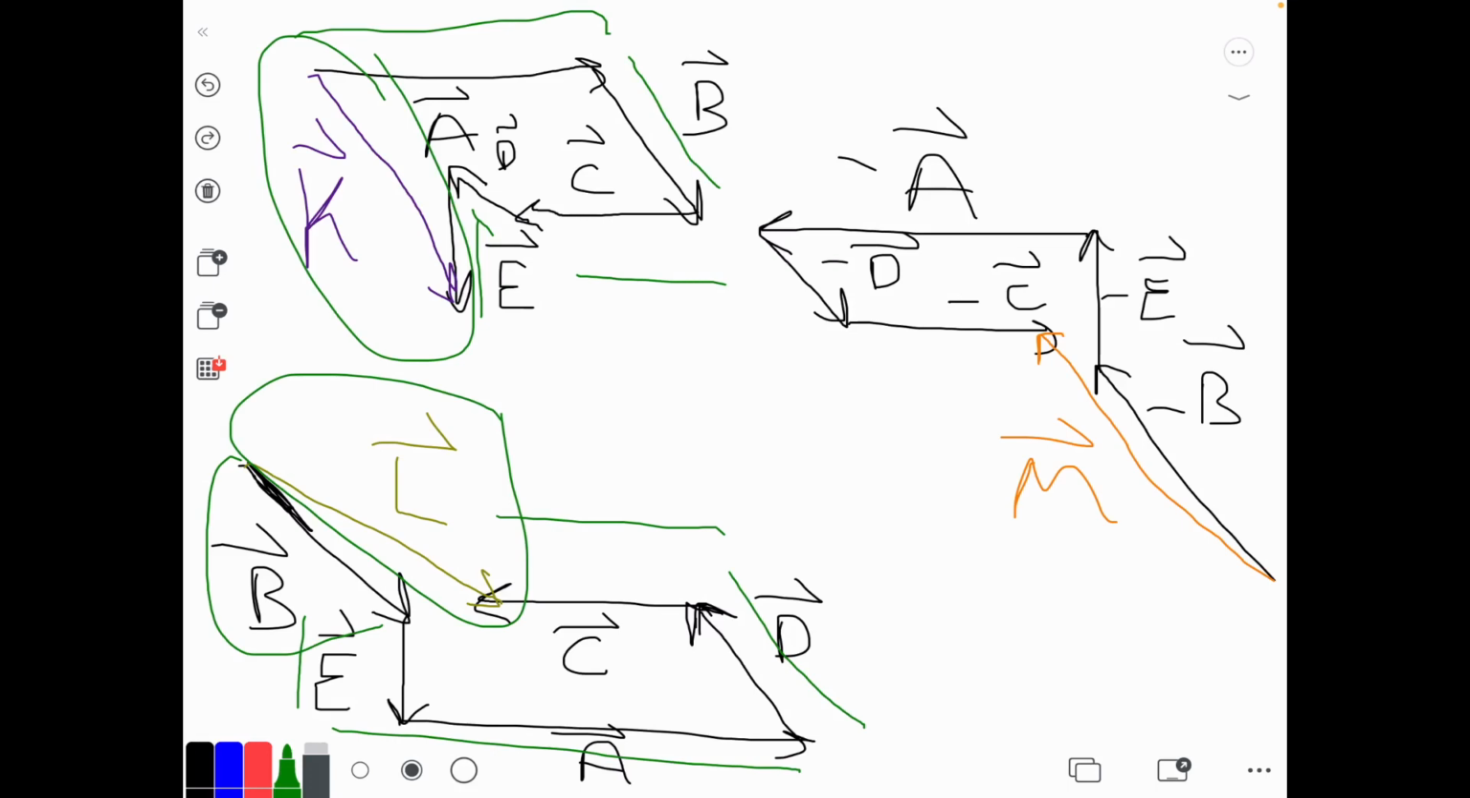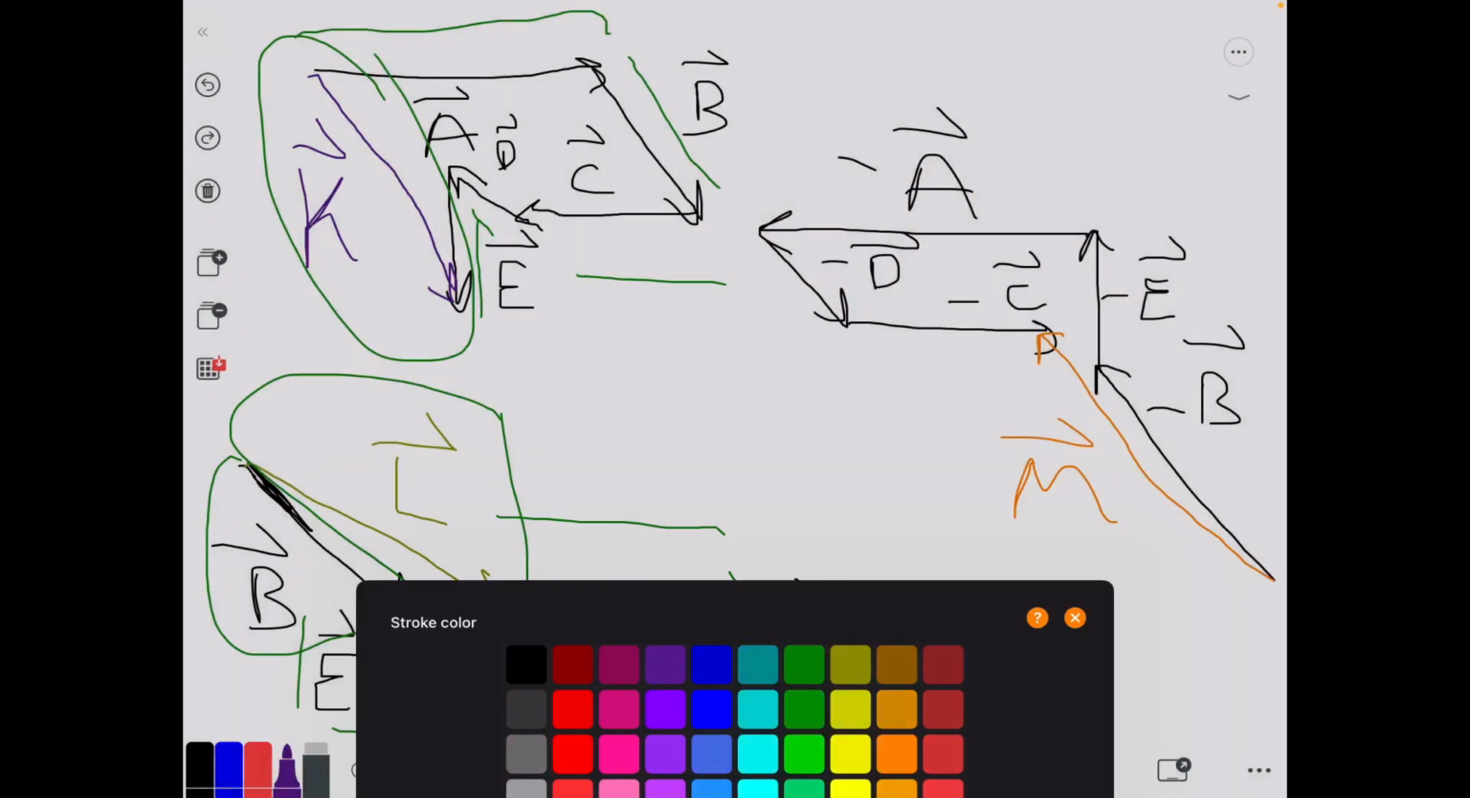So when you change the order of instructions with the vectors, we can change the resultant. Now we have another vector to do, which is vector m, and this vector m is supposed to be the opposite of those vectors.